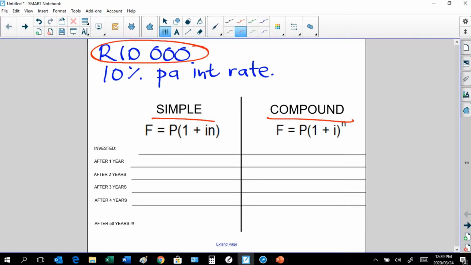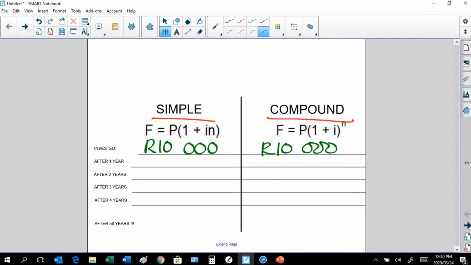So you'll all agree, invested was 10,000 into both accounts. The P here is your 10,000. Your I is 10%, don't forget the percent, and your N is 1. So put that on your calculator and see what you get. You'll end up with 11,000 Rand.